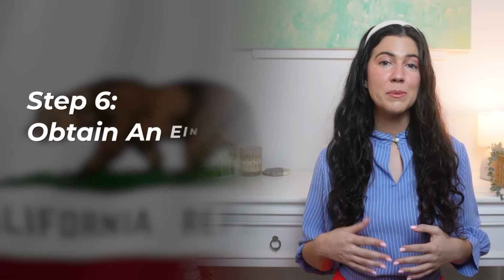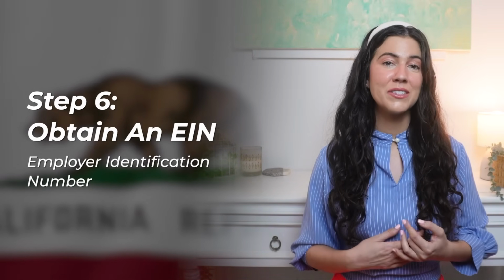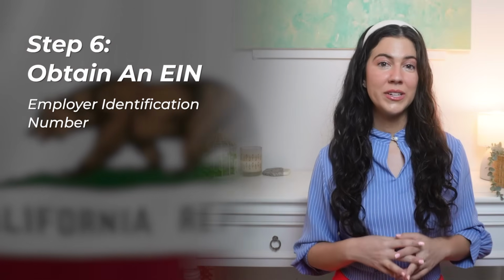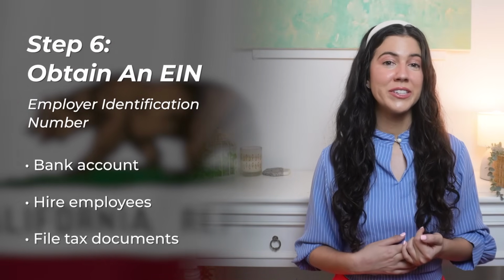After your LLC has been approved, the next step is getting an EIN, which stands for Employer Identification Number. This number is issued by the IRS and works like a social security number for your business. You'll need an EIN if you want to open a business bank account, hire employees, or file certain tax documents. The good news is that applying for an EIN is completely free and can usually be done online in just a few minutes.